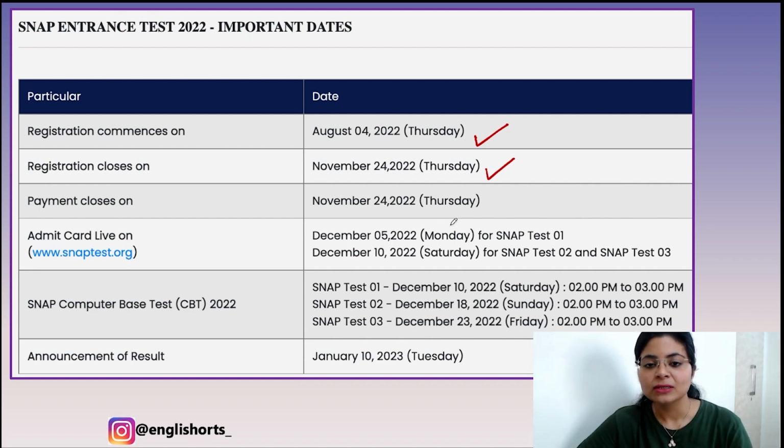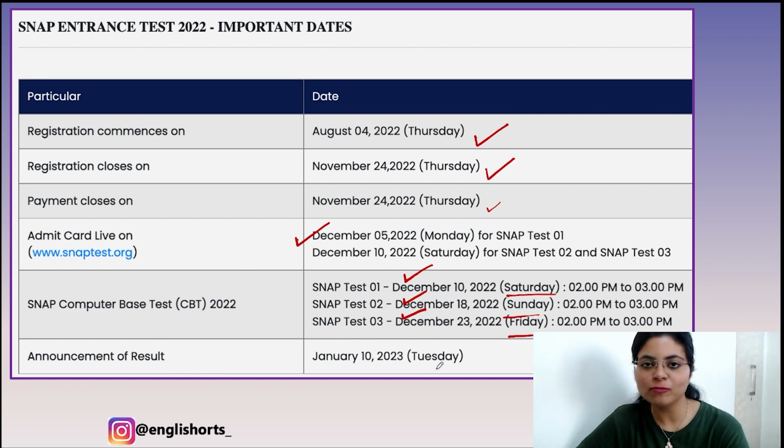All right. Of course, the payment will also close on the same day, which is November end. The admit card is absolutely going to be live around December 5, which is the first week of December, when your IFT will take place. And the test will be held on 3 dates: December 10, December 18, and December 23. They are Saturday, Sunday, and Friday. So 3 weeks, thrice the paper can be taken.